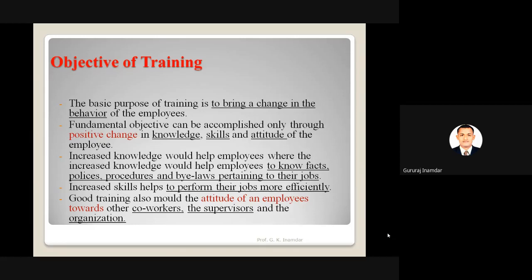Now, when will training be successful? Training will be successful if it is accomplished only through positive change in knowledge, skills and attitude.